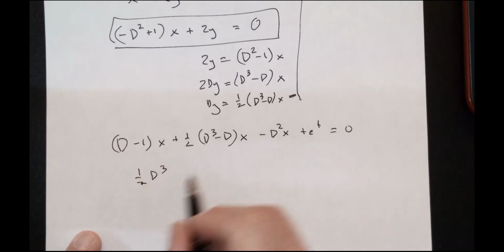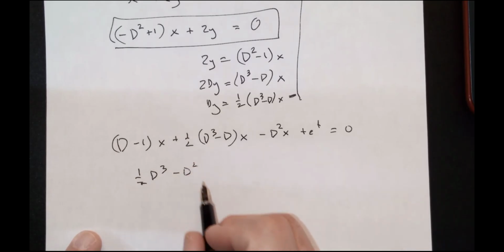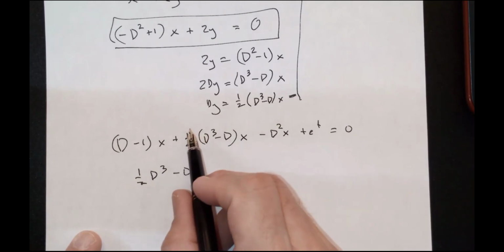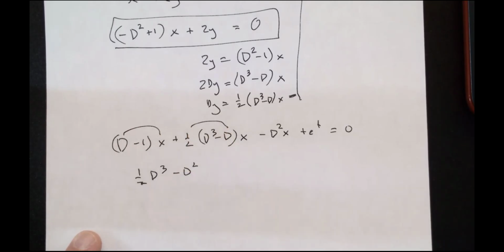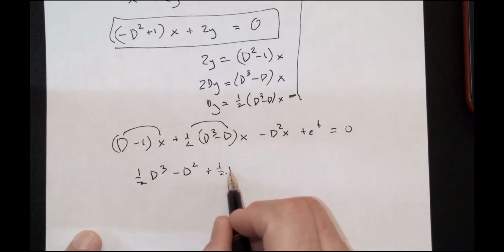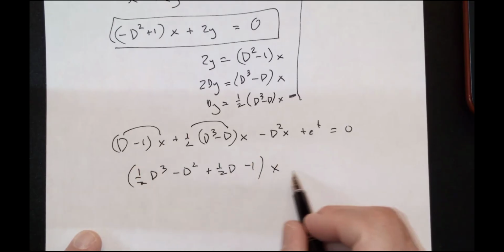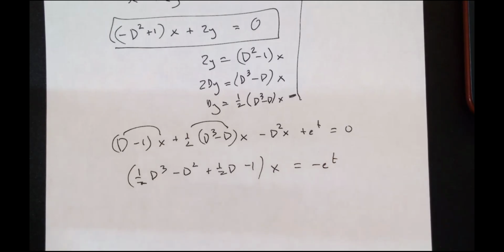1/2 d cubed minus d squared. I got a minus 1/2 d and plus a d right there. So that's going to give me plus 1/2 d minus 1 x equals negative e to the t. Disgusting. But what do you do from here? Lots of choices.